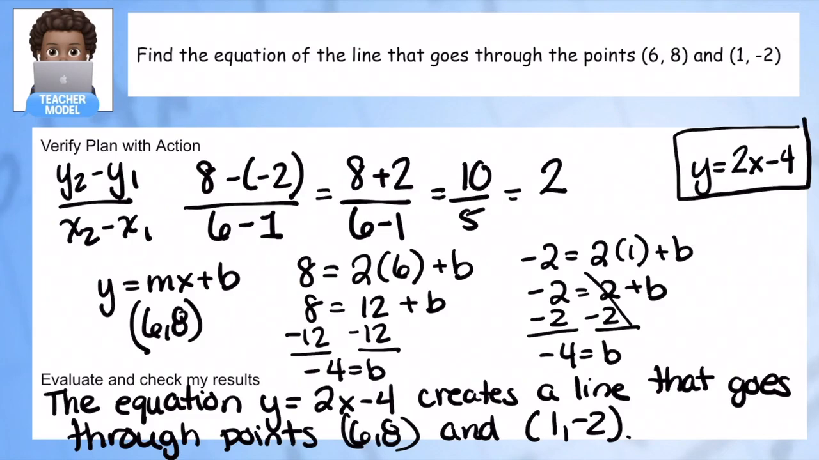Again, this was a great plan. We were able to identify the m just using our rate of change formula, and once we had m, we can substitute coordinates to find b, and we verified it.